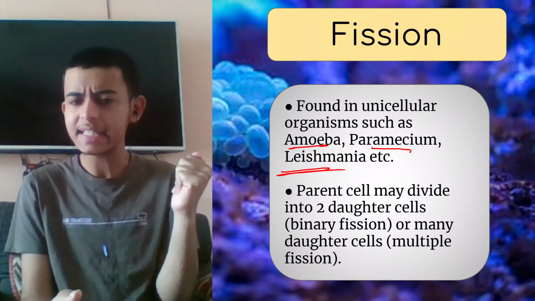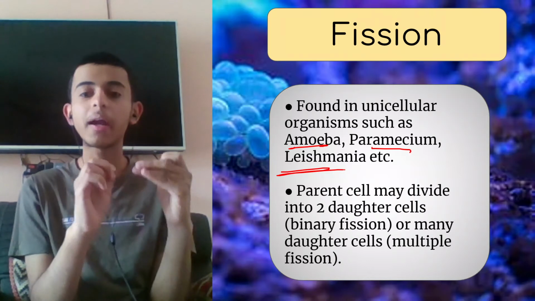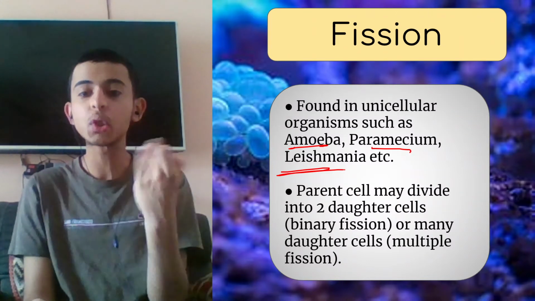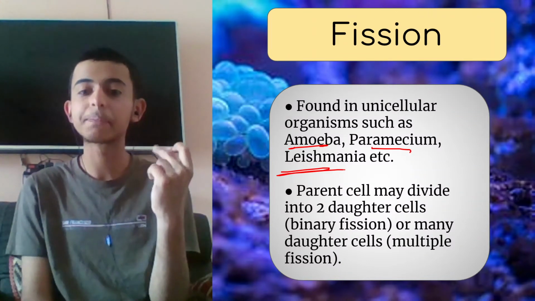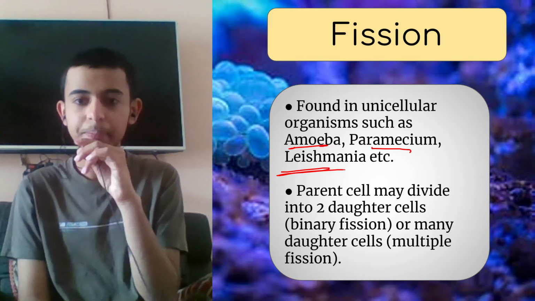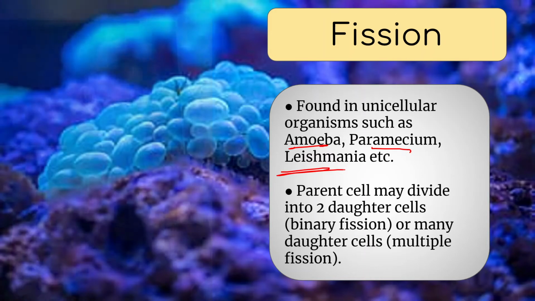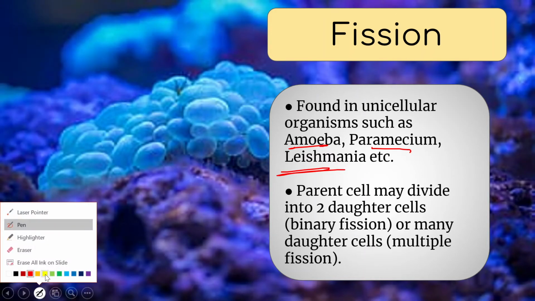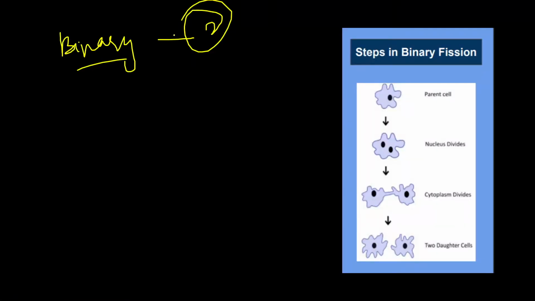Now, what happens exactly? Over here, a parent cell divides into two daughter cells, which is known as binary fission, or many daughter cells, which is known as multiple fission. Okay, so let me explain to you about the fission properly over here. Now what happens if we are talking about binary fission? Binary means two. Fission is the type of reproduction.